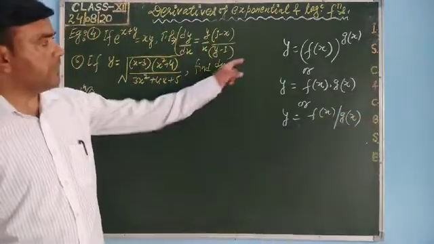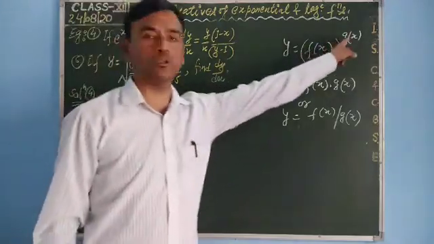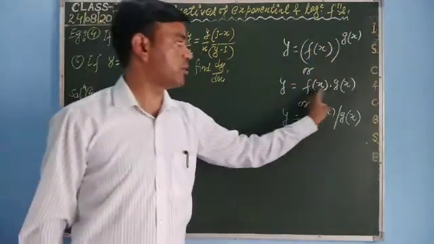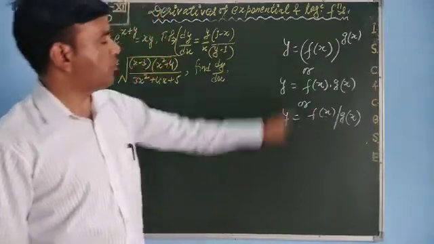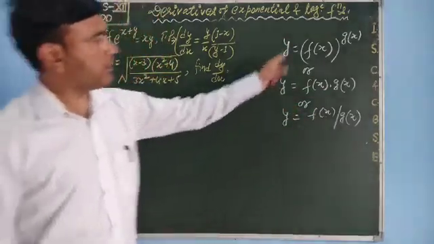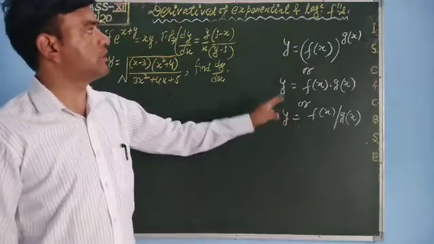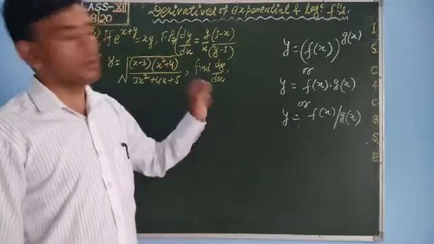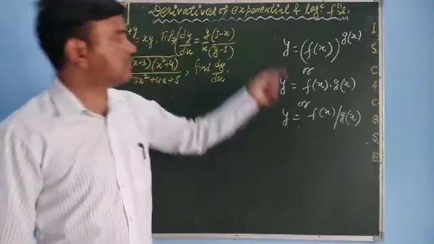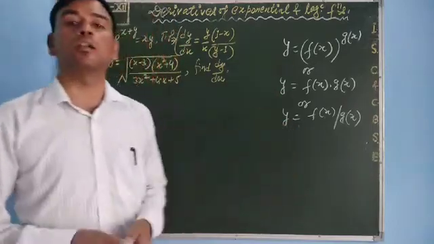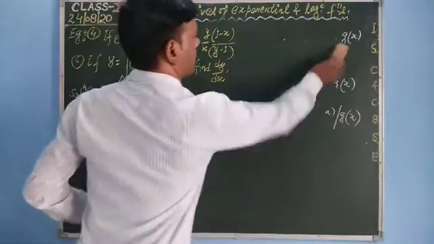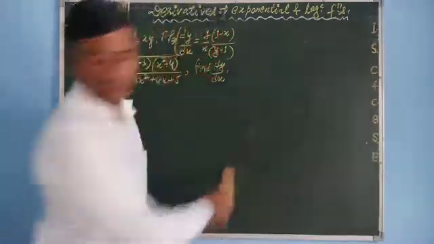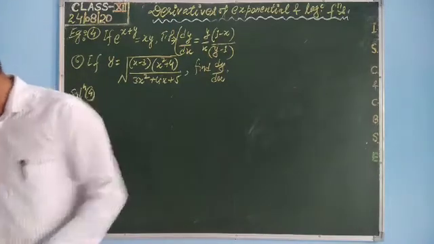What I mean here is, if we have some function in exponent form, or in product of two functions, or in quotient form, then we always try to differentiate such functions with respect to x using the logarithmic method, and such differentiation is called logarithmic differentiation. So we will try to solve these two questions using logarithmic differentiation.